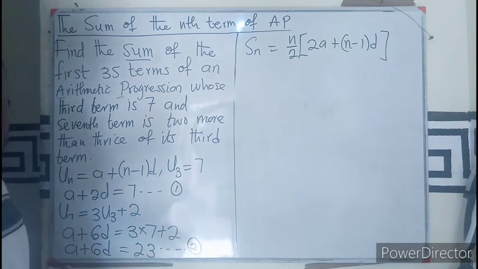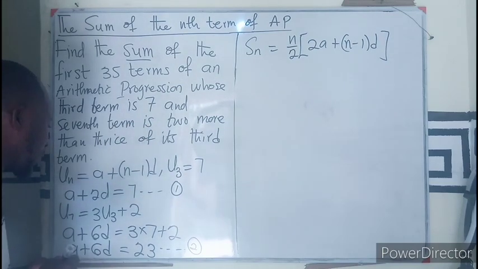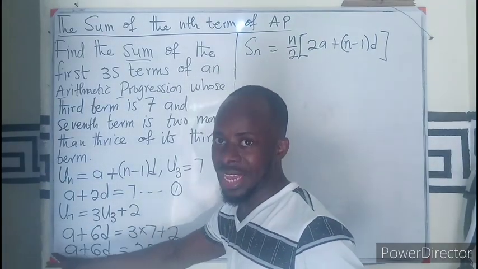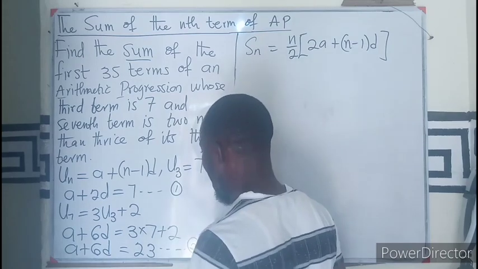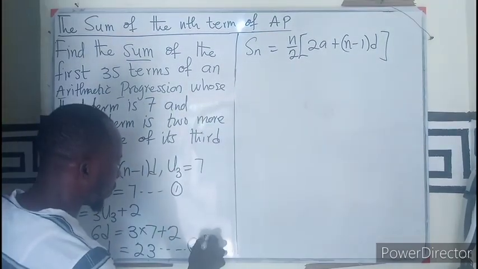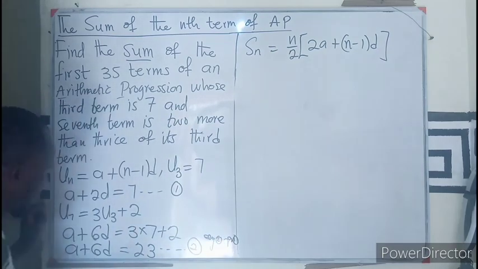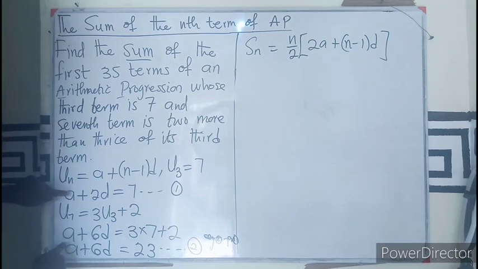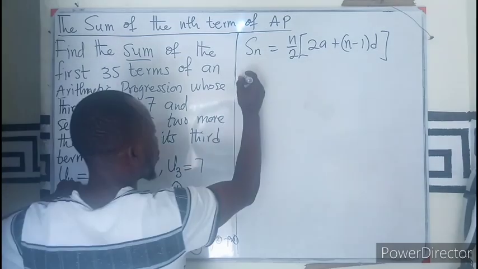So since we are looking for 2 variables, a and d, we can solve this simultaneously. So what do we do? Since the coefficient of a is the same, we go ahead and subtract. So we're going to have equation 2 minus equation 1. So a minus a will go, 6d minus 2d. That will be 4d.